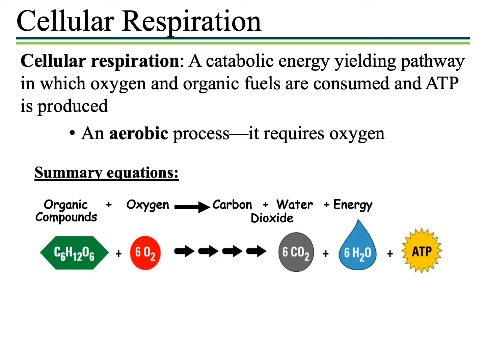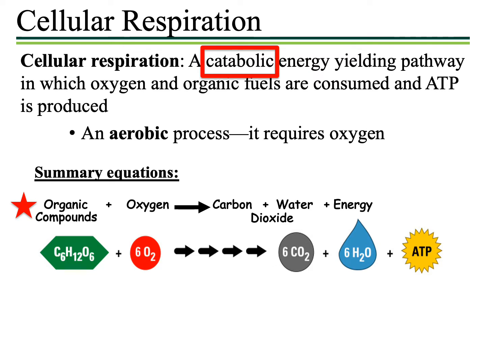Cellular respiration is a catabolic energy-yielding pathway in which oxygen and other organic fuels are consumed and ATP is produced. So again, this is a catabolic pathway, meaning a pathway where large molecules are broken down to produce smaller, simpler molecules, but more importantly, there is a release of energy. Cellular respiration is an aerobic process, which means it requires oxygen in order to proceed.